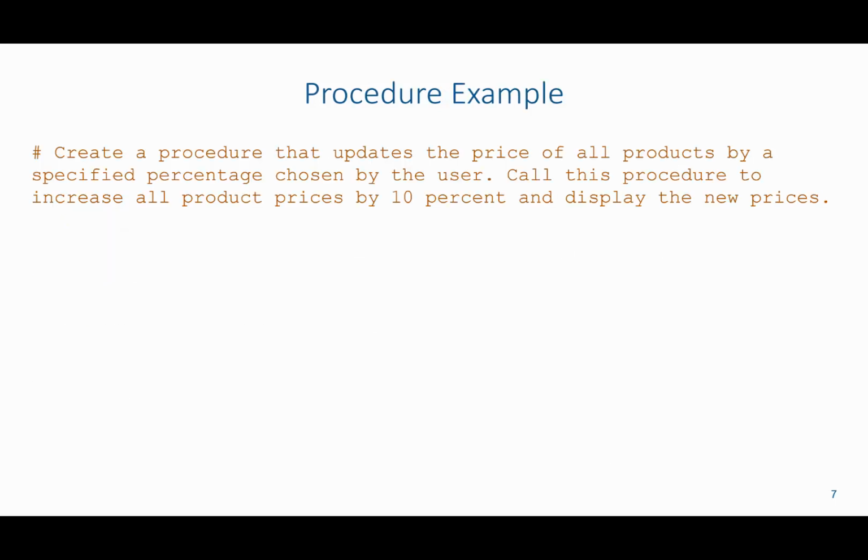with our in-out variables. So for example, if I were to ask you to create a procedure that updates the price of all products by a specified percentage chosen by the user, and then call this procedure to increase all products' prices by 10% and display the new prices, the procedure would look like this.